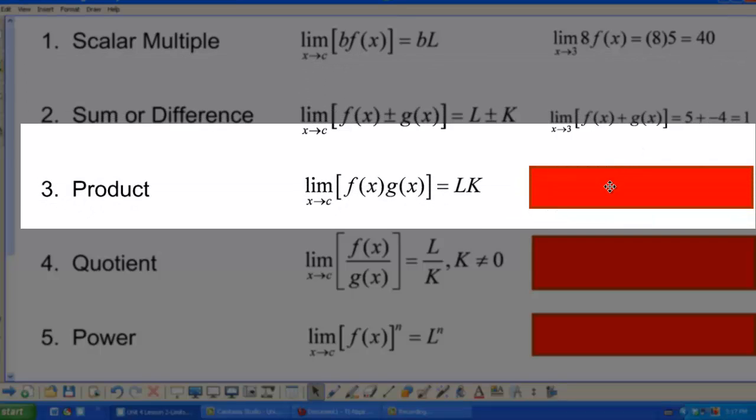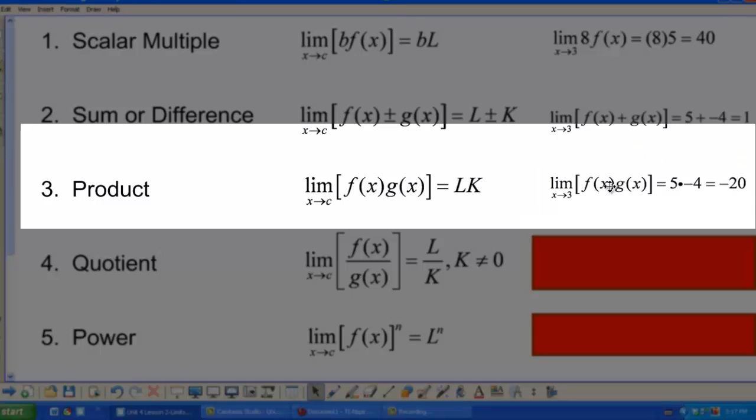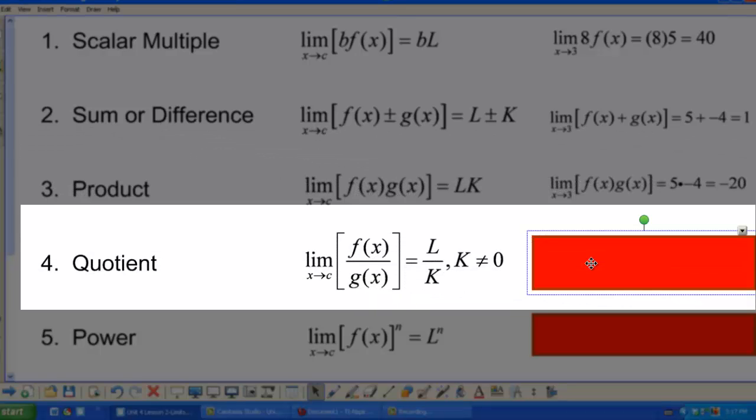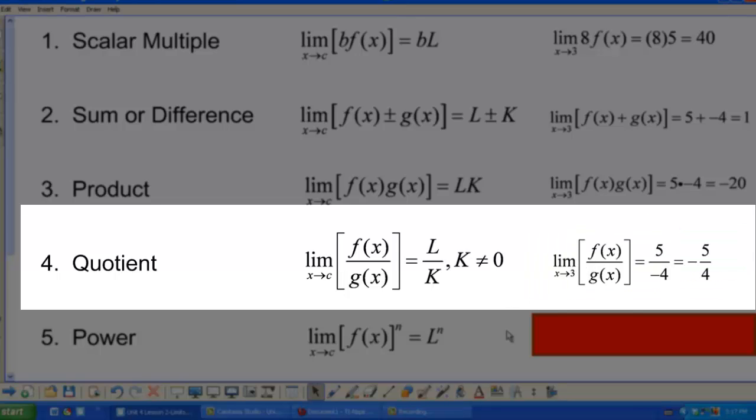The same holds true for a product. If you want to multiply f and g, you would just multiply their limits together. So 5 times negative 4, that limit would be negative 20. If I'm taking a quotient of those two, then I would divide and I would get negative 5/4. And again, that would only hold true if g of x's limit was not equal to 0.